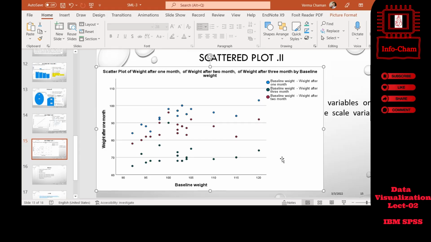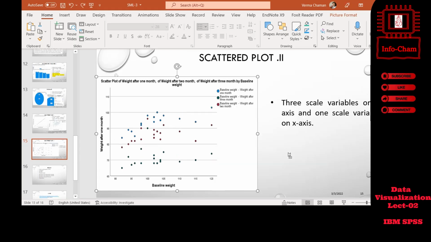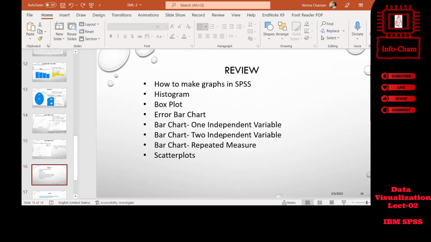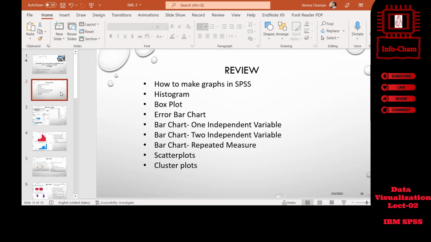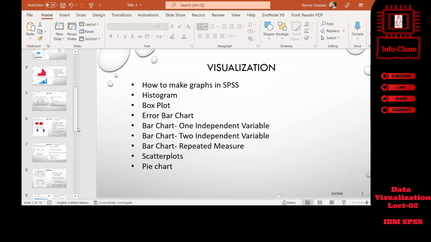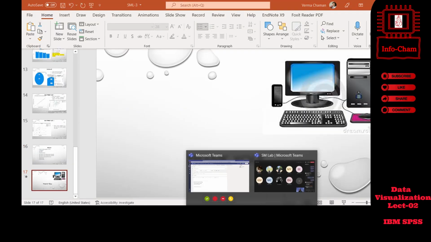So when I talk about correlation, I will use a different type of case study to give you a good example. But here I have just made simple plots. Up to now we have discussed graph basics, histogram, box plot, error bar, one variable, two variable, three variable, bar chart, repeated measures, and cluster plot. I think I should also discuss the cluster plots. We made it, right? So we discussed all the things. In the end, I would say thank you very much.